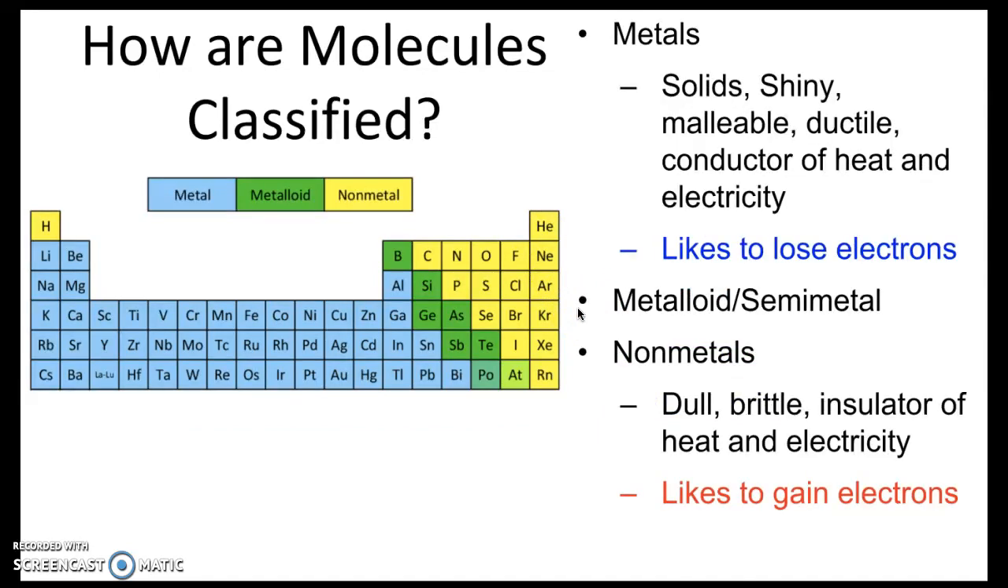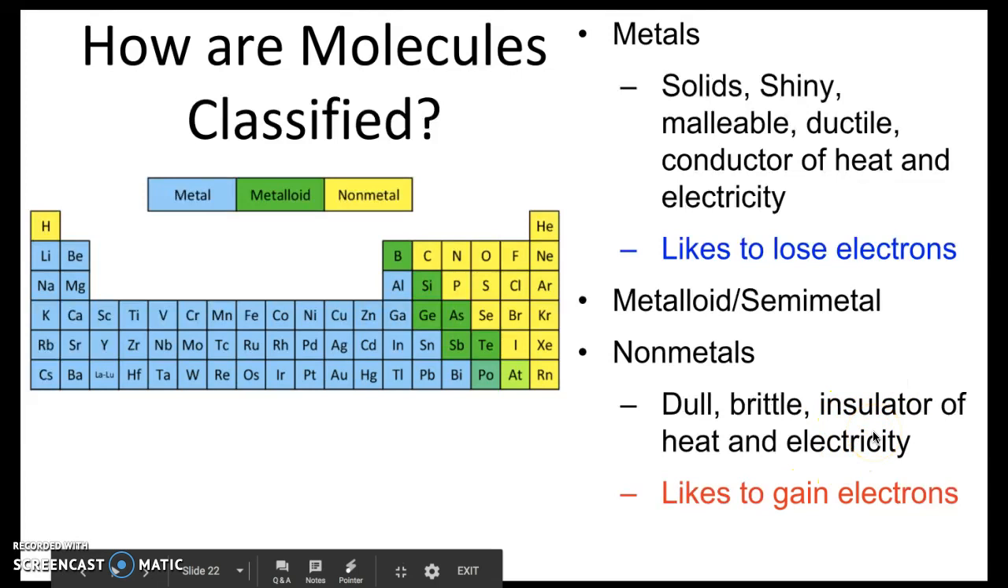So properties of metals, they're solid, shiny, malleable, ductile. Malleable means that you can bend it, and ductile means you can pull it out into a wire. And most metals conduct heat and electricity. The thing about metals in terms of one of their chemical properties that you need to know is that metals tend to like to lose electrons. On the other hand, nonmetals, which are sort of the opposite of metals, they're dull, brittle insulators of heat and electricity, meaning they don't conduct heat and electricity. Nonmetals like to gain electrons, so they react differently.